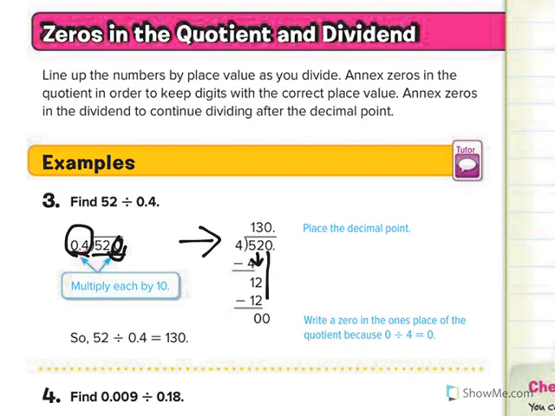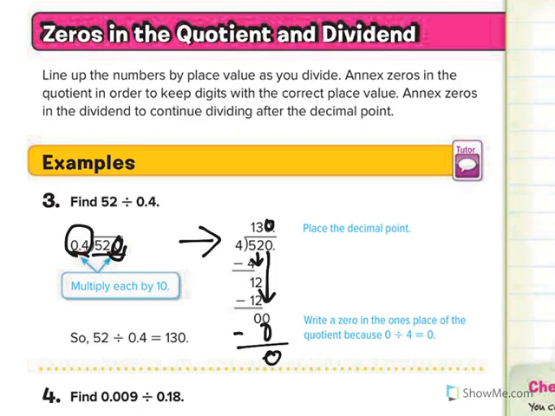Now, some of you may continue and say, bring down this 0 and continue to divide, because every number in your dividend should have something above it in the quotient. So you can't just leave your answer as 13. That would not be correct, because 13 times 4 doesn't equal 520, right? So if I bring down the 0 and keep going, 4 goes into 0, 0 times, and 0 times 4 is 0. I subtract and I get 0.